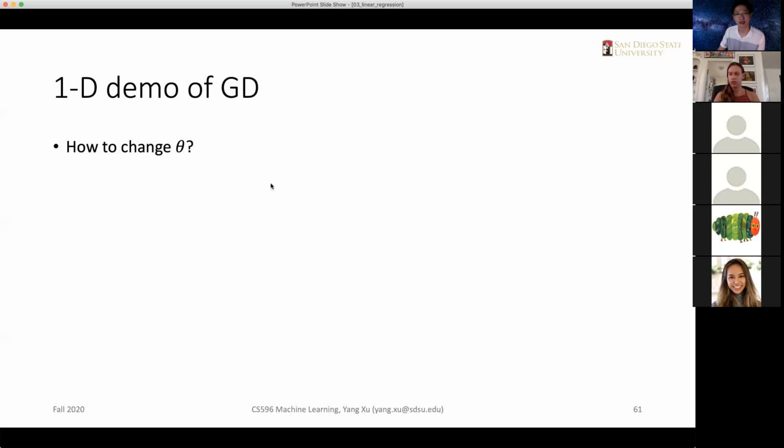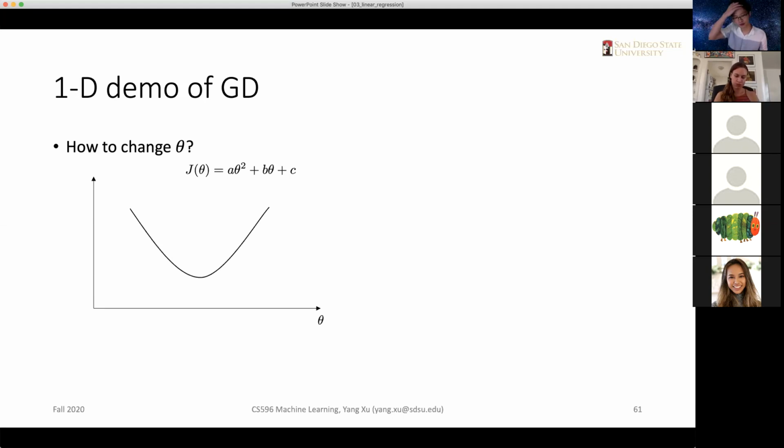So let's use a quadratic function here. This is a typical shape of a quadratic function, right? It's a bowl shape facing up. And if the coefficient a is greater than 0, it's always facing up. So remember the step of gradient descent: we need to first choose some random number, theta 0, right?